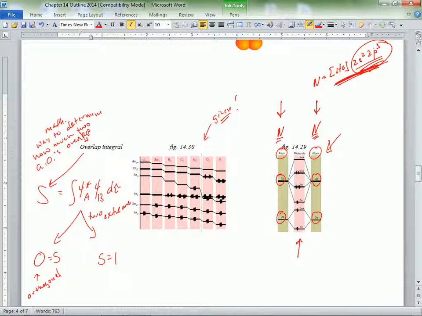So nitrogen has how many valence electrons? 5. And we're talking about N2, so now we have 10. So you find something up here with 10 valence electrons. Now it'll be an N2, but the point is it's the number of valence electrons that really matter.